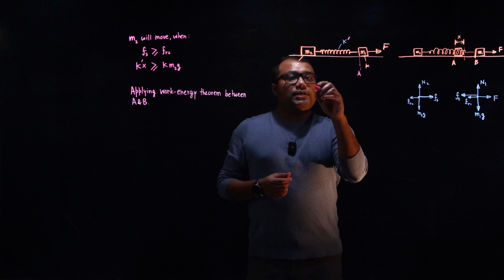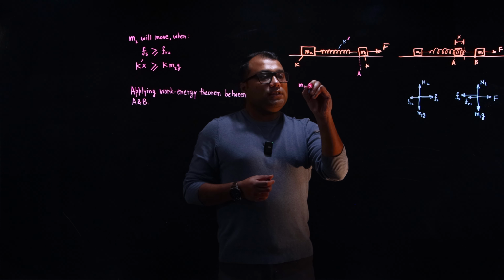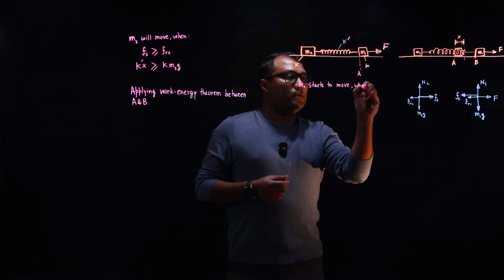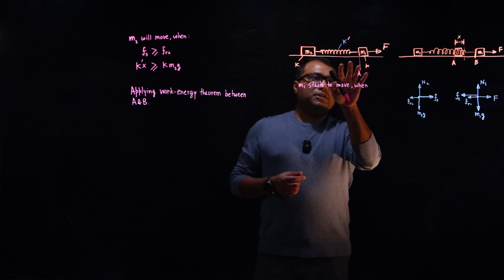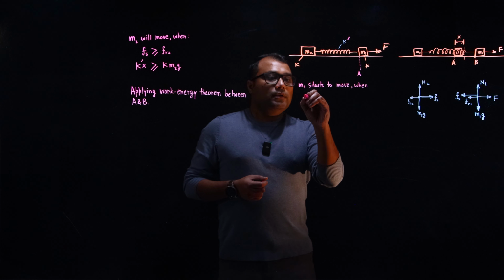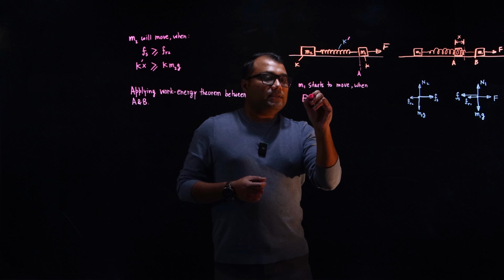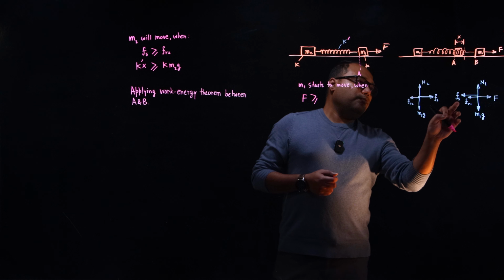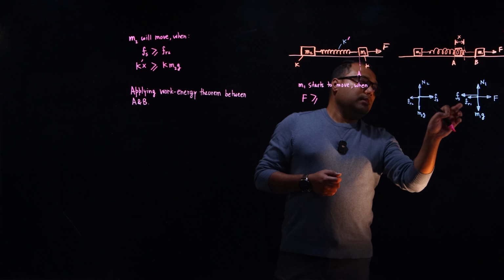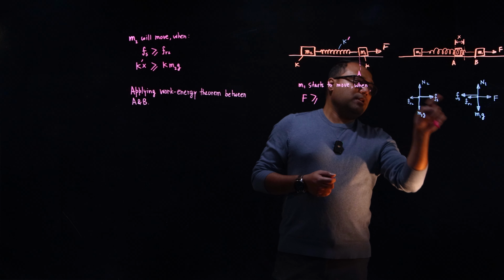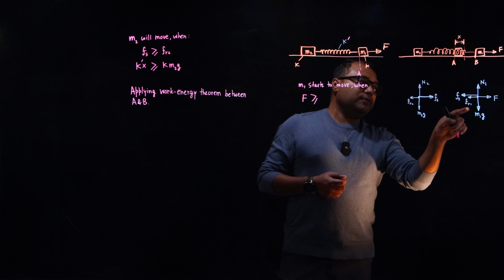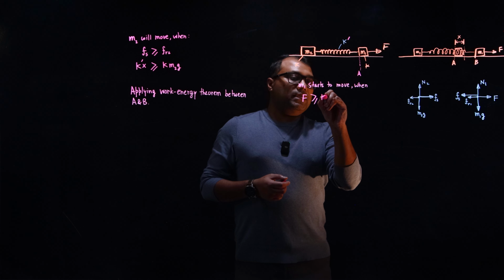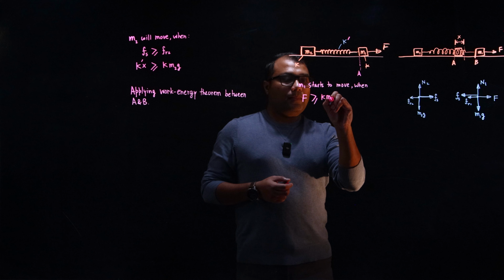Now M1 will start moving. M1 starts to move when there is no elongation of the spring right now. So when F is greater than or equal to the force of friction, there is no spring force because there was no elongation, there was just a force of friction that had started. So that is equal to, let's say, k m1g.